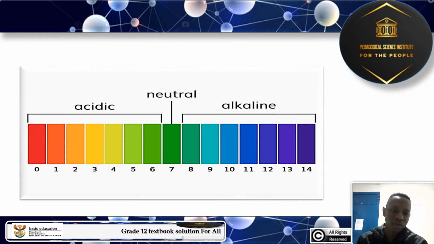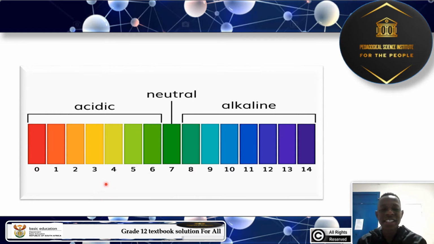So from 0 to 6, we can say that this is the acidic part, but 0 is a strong acid. 0, 1, 2, we can include 3. Those are strong acids: sulfuric acid, nitric acid, hydrochloric acid. Then we have these, 4, 5, 6. Those are weak acids.